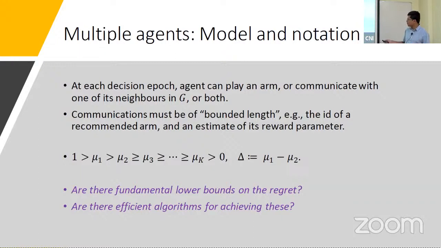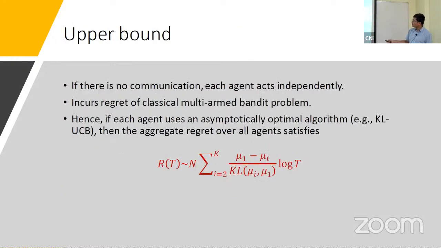So, for example, you can recommend an arm and you can give some information about the arm, but you shouldn't say everything you know about all the arms for communication. And again, we want to ask the same questions. What are the fundamental lower bounds and what can be achieved? What is the constraint on the communication? I'm going to keep it loose for now.